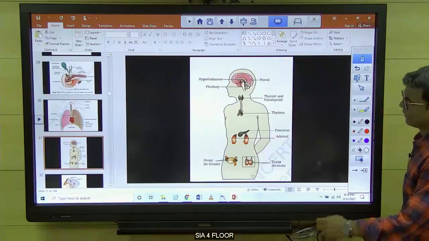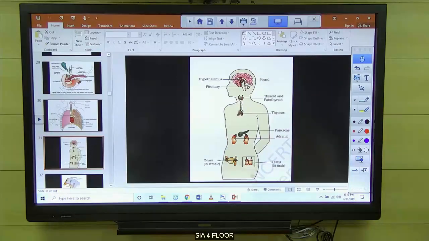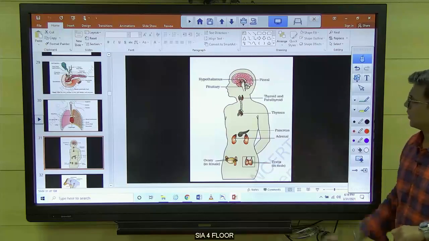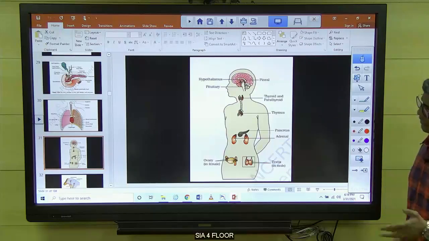These are the endocrine glands starting from hypothalamus. We have pituitary, pineal body, thyroid, parathyroid, thymus, pancreas, adrenal, testes. So I'll tell everything in short before we go into the mind map.